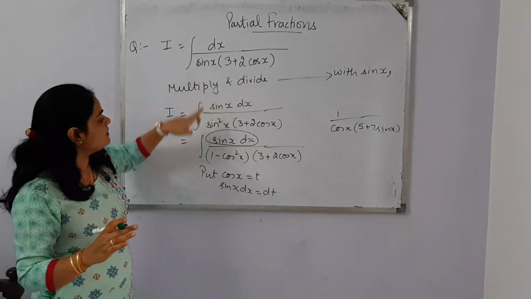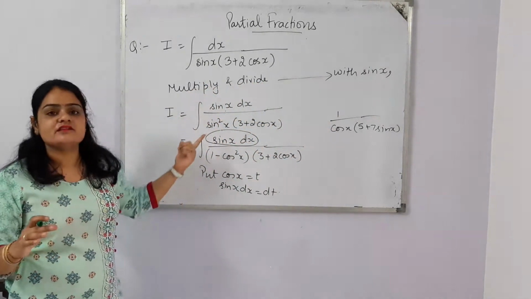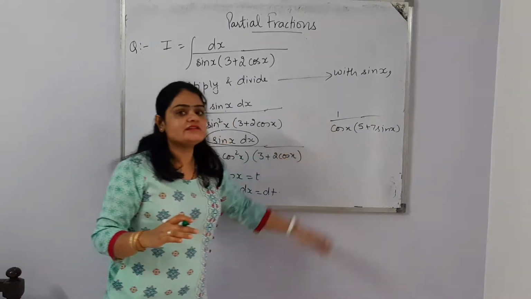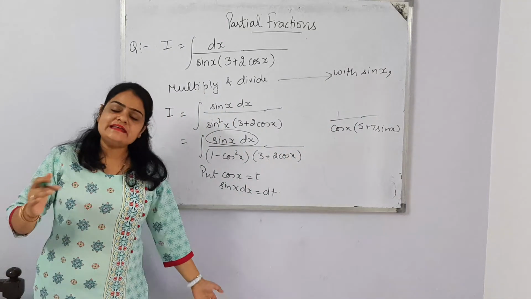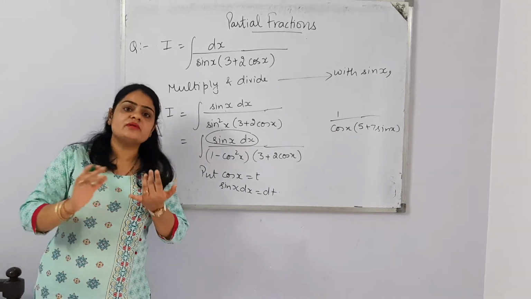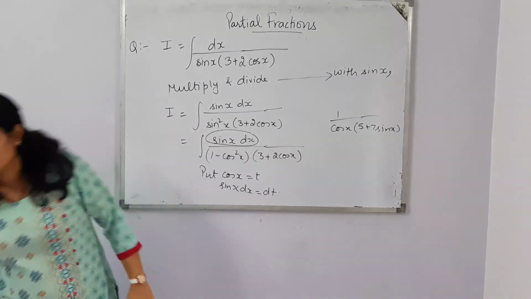because sin square x is 1 minus cos square x, and cos square x is 1 minus sin square x. We can easily transform because the squares formula is available.